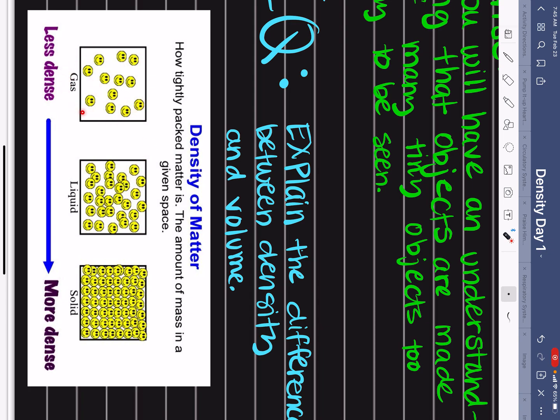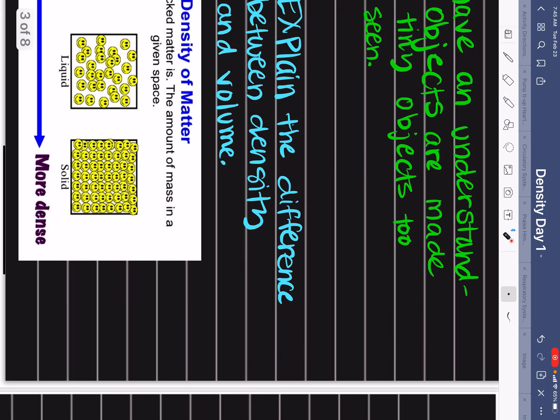So you can see a gas would be something that you can't see at all, because it's not very dense. And then a liquid, you could see, but you could see how it would not be as heavy or would not have as much mass or as much density as a solid. So we go from less dense to more dense.